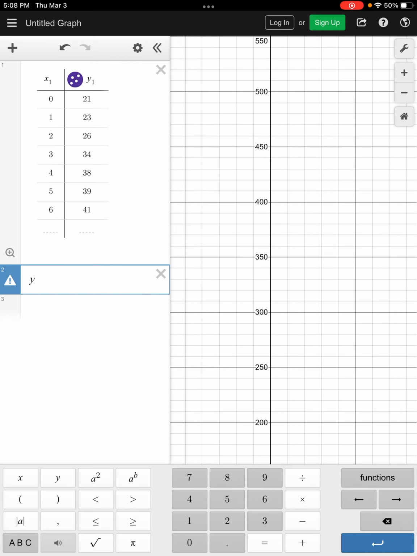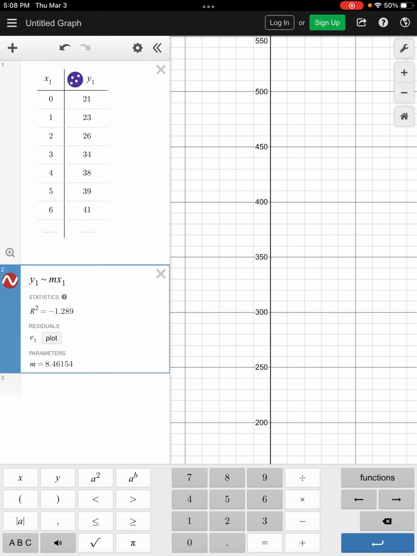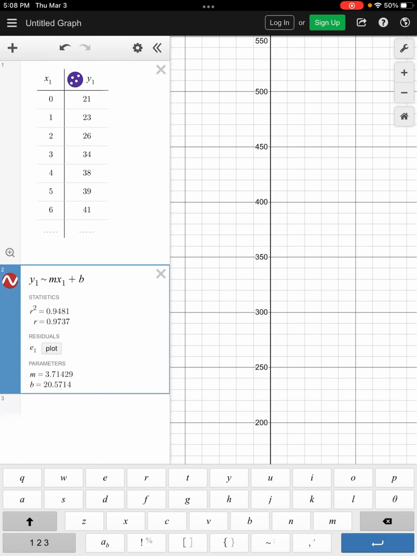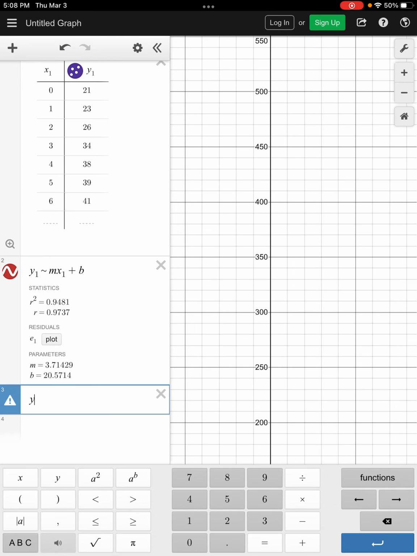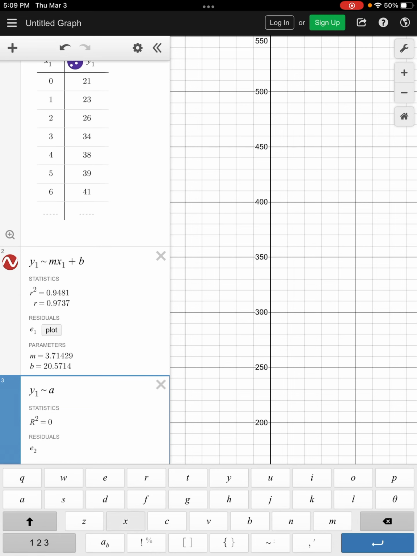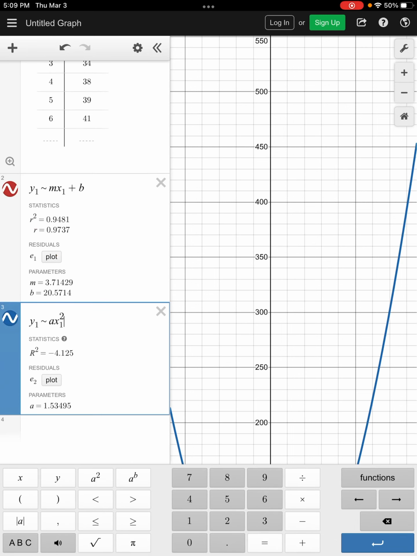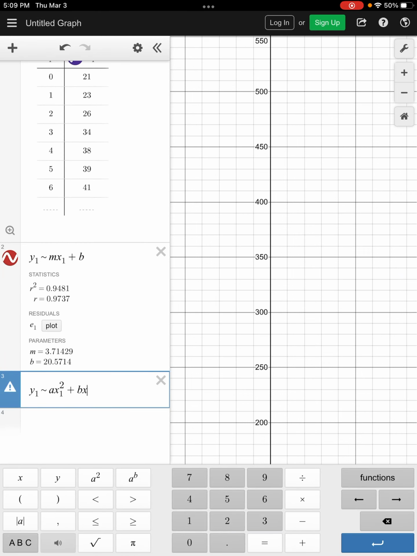All right, we need to figure out which model would best fit. Is it a linear model? So we have y1 tilde, and then we can see which one's better: a x1 plus b. There we go, we get an r squared. Now we have y1 again, and we have a x1 squared plus b x1 plus c.